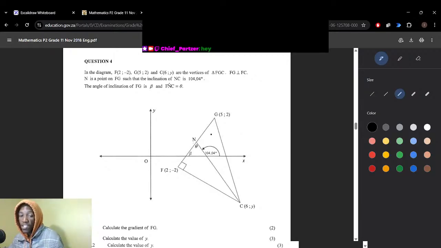But for verification purposes, we're gonna go back to the memo. Fortunately, we are given a memo of the question papers to verify that indeed N is a midpoint. I'm pretty sure that N is a midpoint of FG. So assuming that N is a midpoint of FG, let's go on and calculate the coordinates of N. So how do we calculate the coordinates of N?